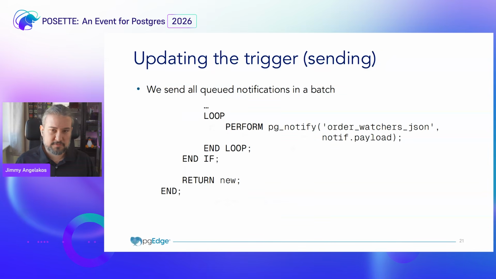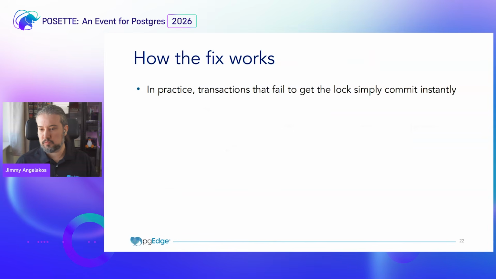These are the relevant parts of the function. The business logic is not relevant in this case. So how does this fix work?